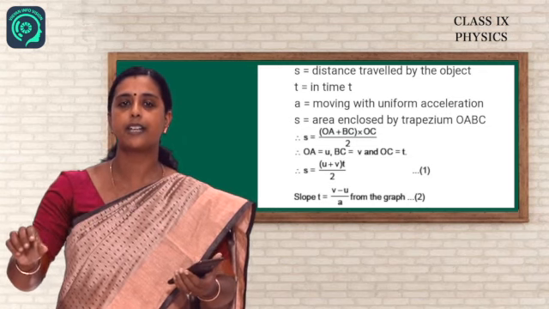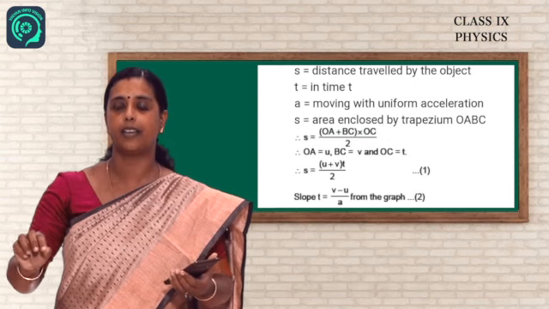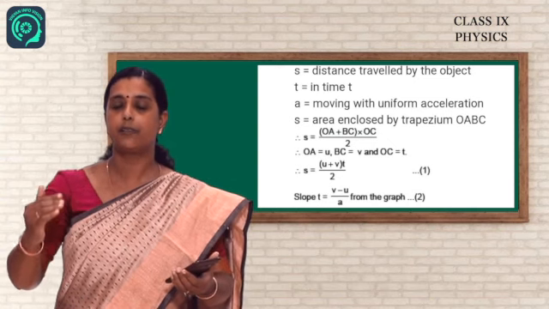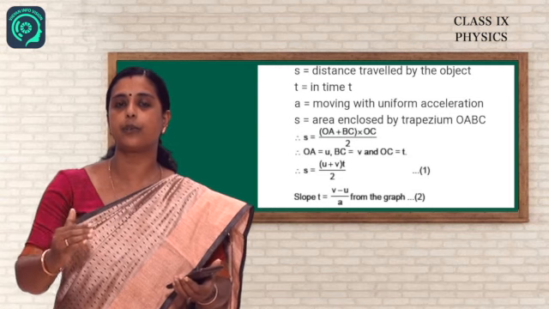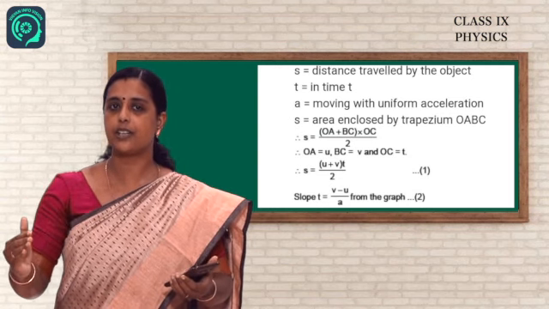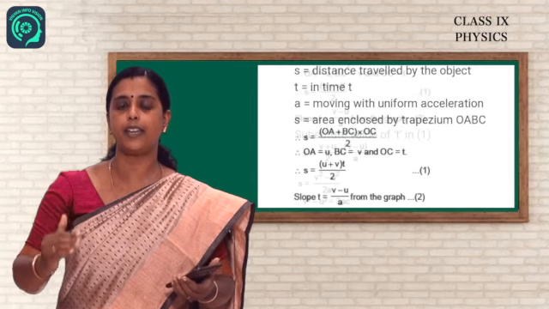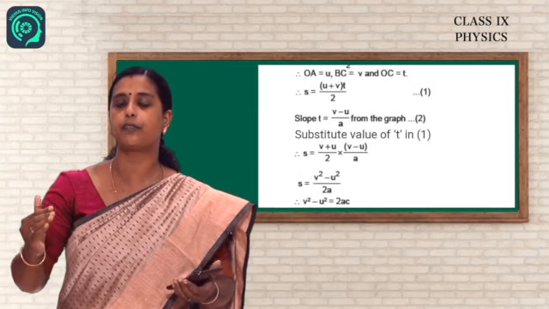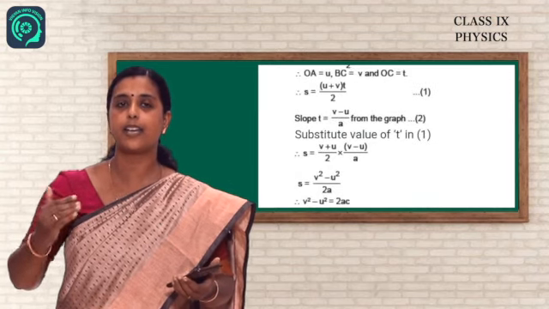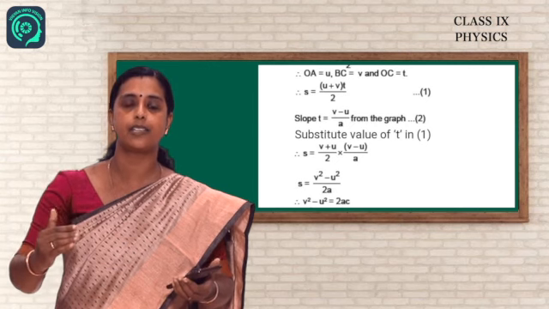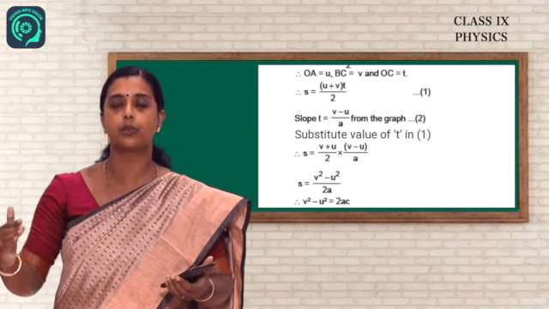T can also be written as (V minus U) by A, from the first equation. From the first equation we know that V is equal to U plus AT. So, what is T from there? (V minus U) by A. So, when you substitute (V minus U) by A in the place of T, you get the expression 2AS is equal to V square minus U square.